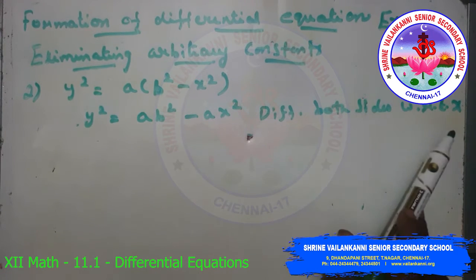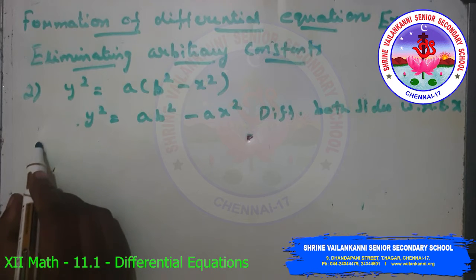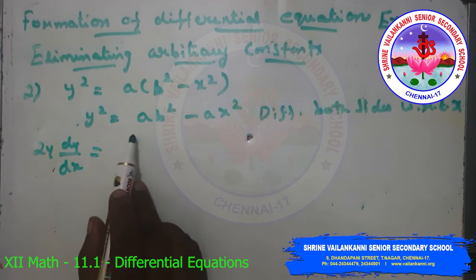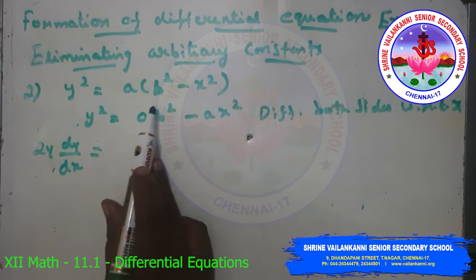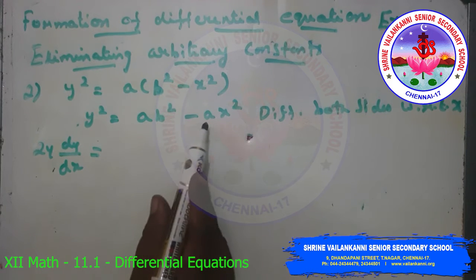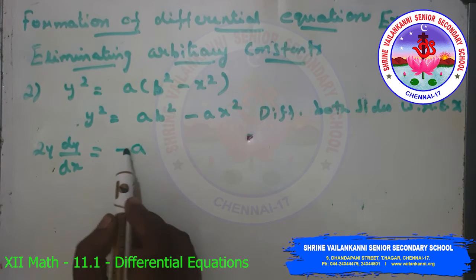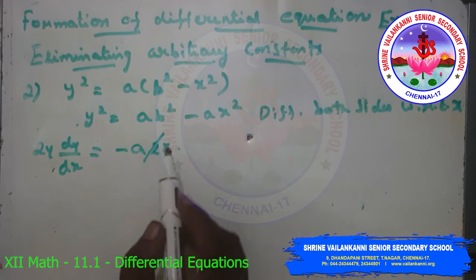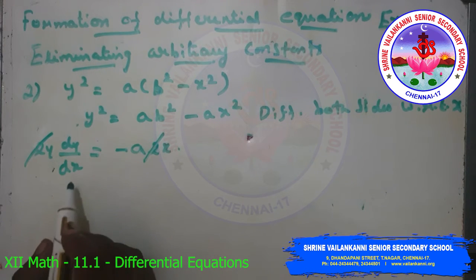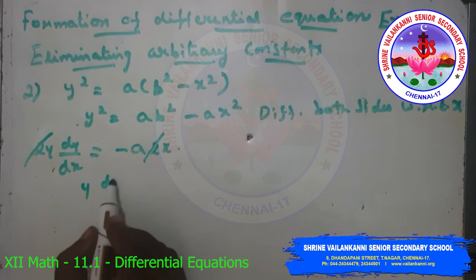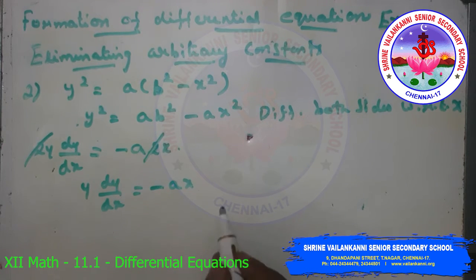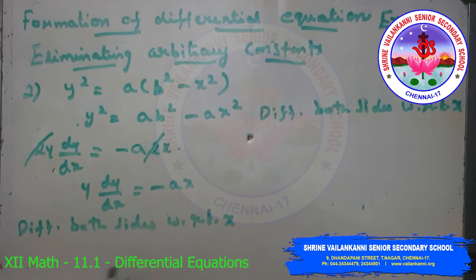Differentiating both sides with respect to x, we get 2y dy by dx which is equal to a into b square, which is a constant, so we get 0, minus a, and differentiating x square we get 2x. So we can cancel 2 and 2. So y into dy by dx is equal to minus ax. Differentiating both sides with respect to x.